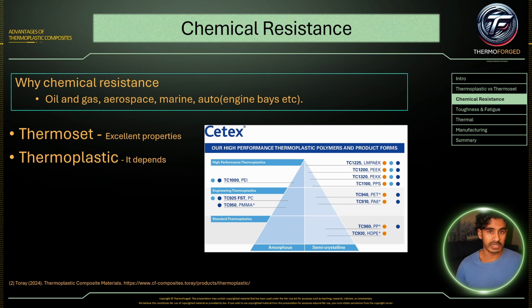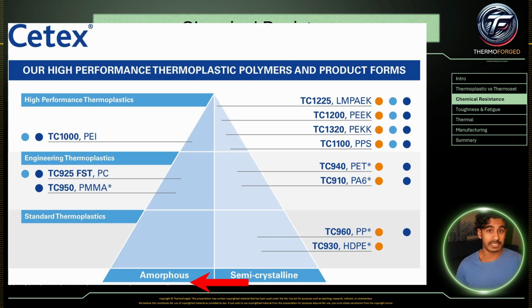And it really depends on what type of thermoplastic composites. So I have this picture here from the company Toray. And what they have to the left is, you can see at the bottom, amorphous materials, and to the right, semi-crystallines. So these are two different types of thermoplastic composites. And generally speaking, amorphous materials have a lot lower chemical resistance, and semi-crystallines are a lot more stable when exposed to chemicals. So let me give you a bit more of a worked example here.